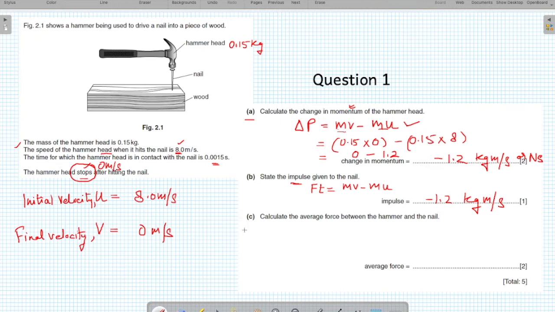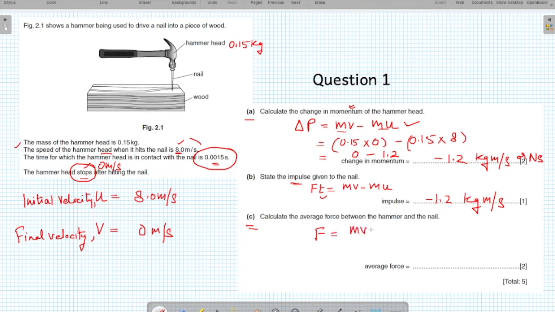Alright, let us come to part C. Calculate the average force between the hammer and the nail. Simple, you are given the time as well in the question. Where is the time? Sorry, this is your time. So what is the average force?